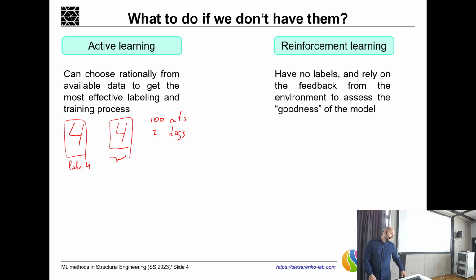As an alternative, not alternative actually, it's a very different domain: we have reinforcement learning. We have no labels and rely only on feedback from the environment to assess the goodness of our model. So there is no labeling involved. We just try to understand how the environment works, or we would like to create a model that will be able to utilize this environment to achieve specific goals. It's a very different concept. Don't mix them, because they're quite often mixed.